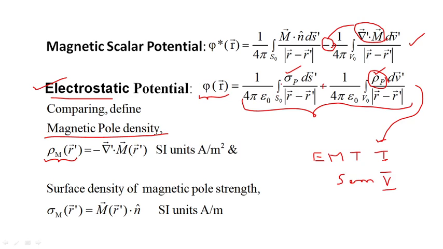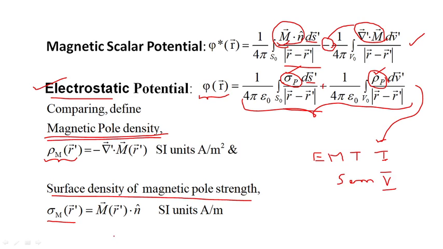Then corresponding to this quantity, we have this part. The other thing is the same: ds dash is there, r minus r dash here. So sigma p, we write as sigma m, equal to m dot n, and this is called the surface density of the magnetic pole strength. There it was called the electric surface density and the electric volume density. Here it is the surface density of magnetic pole strength and the magnetic pole density.